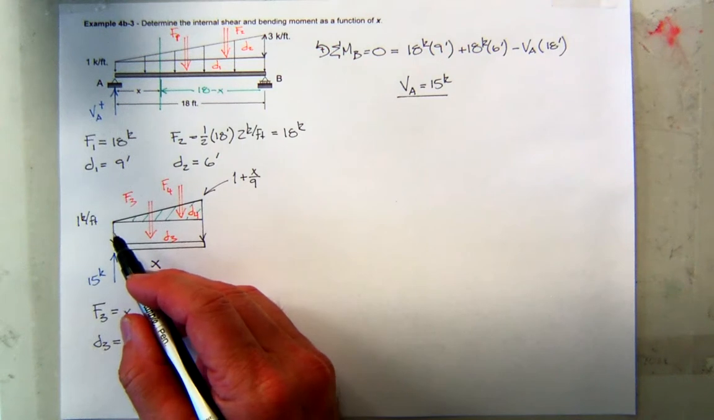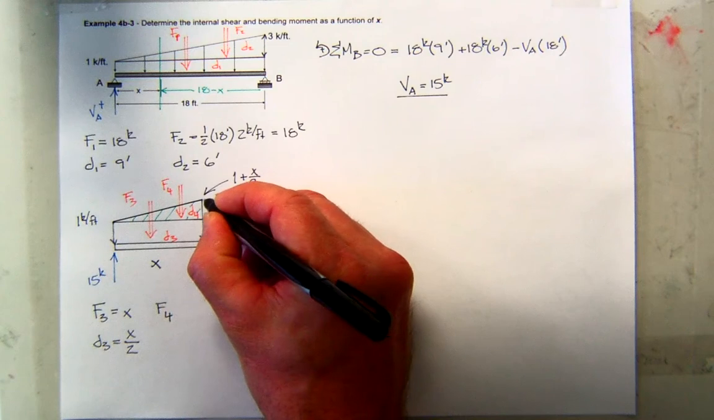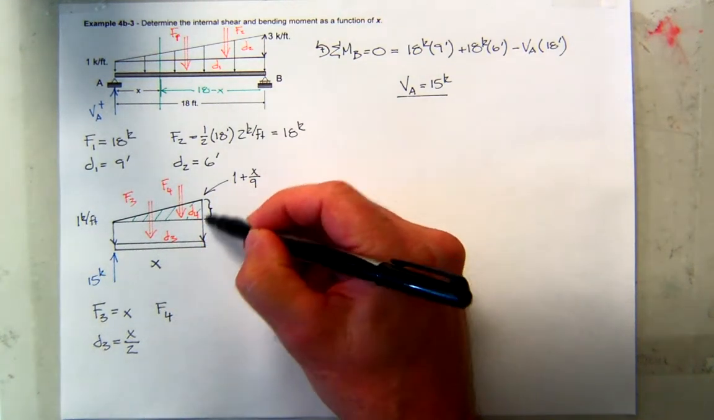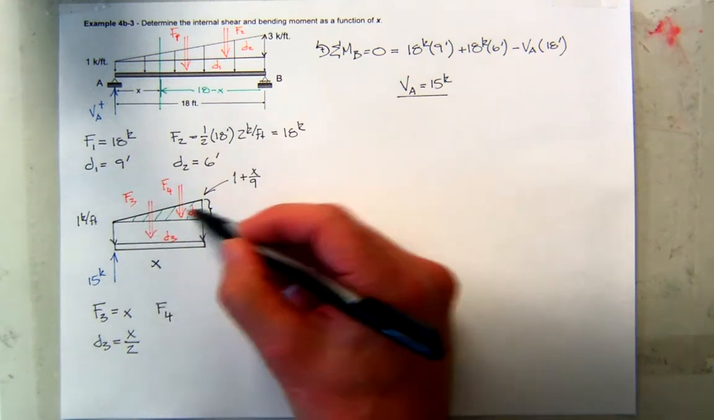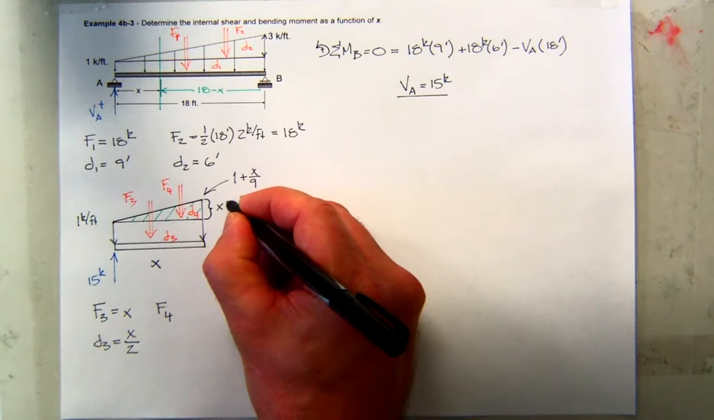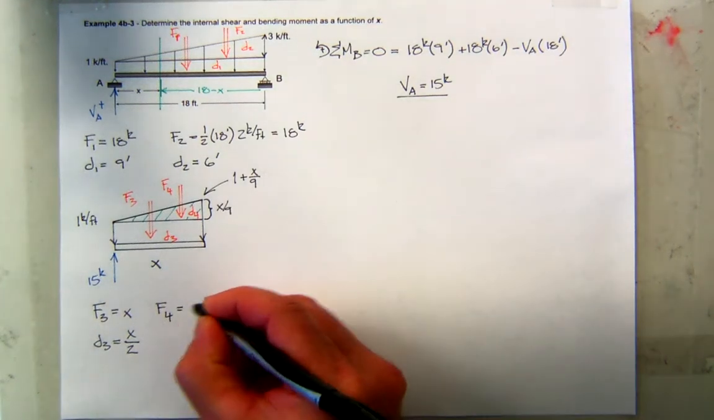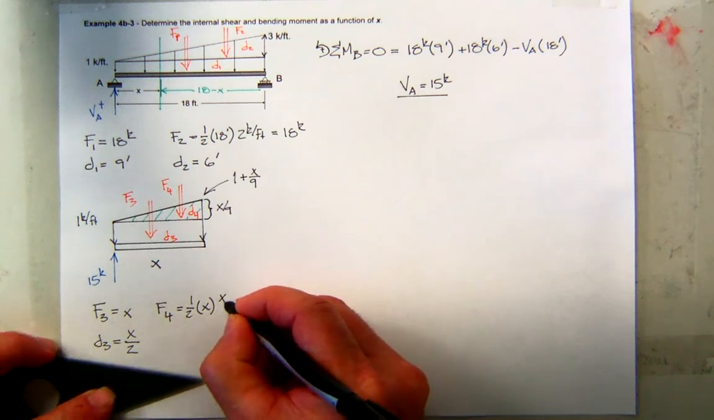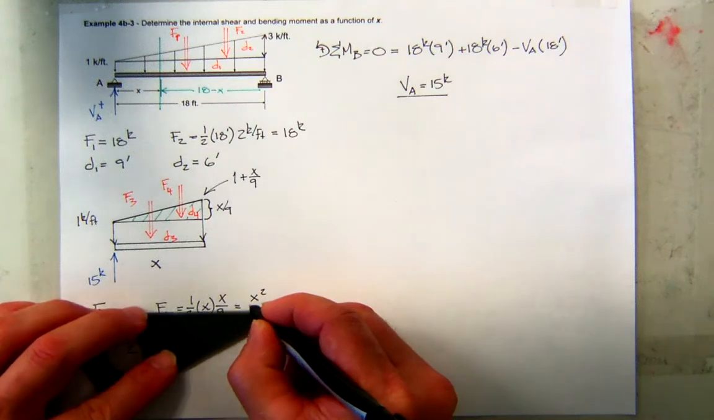Well, it's a triangle, so it's going to be 1/2 base. Base is x times the height. What is that height right there? Well, I know this height is 1 plus x over 9, and this height is 1, so this is going to be the difference, which is just x over 9. So that means F4 is going to be 1/2 base x times height x over 9, which looks like x squared over 18.